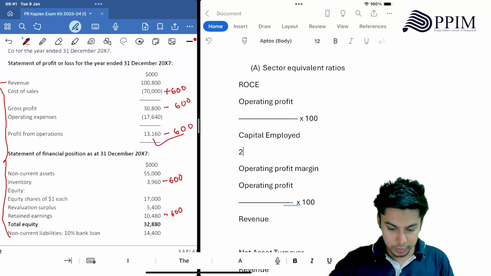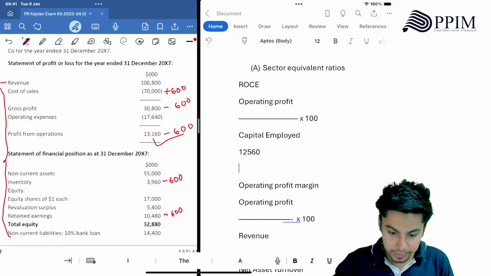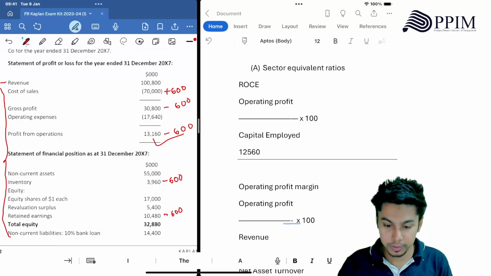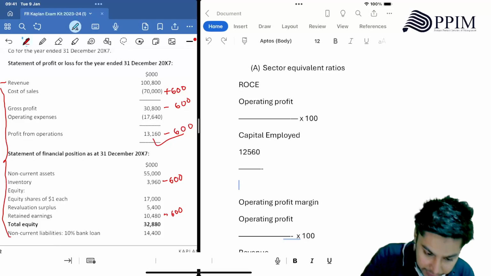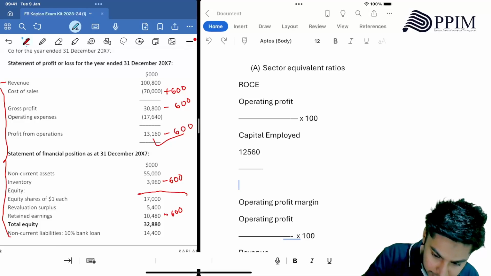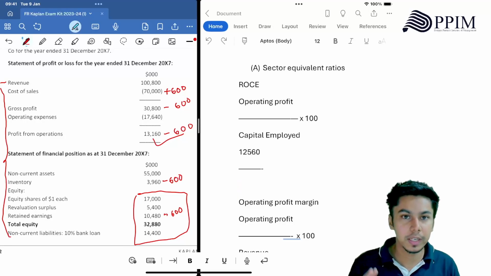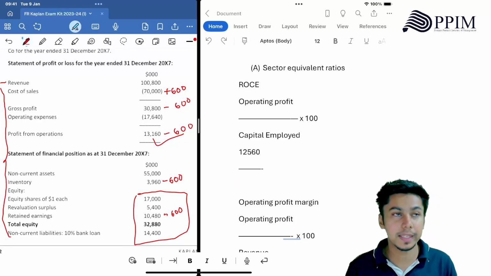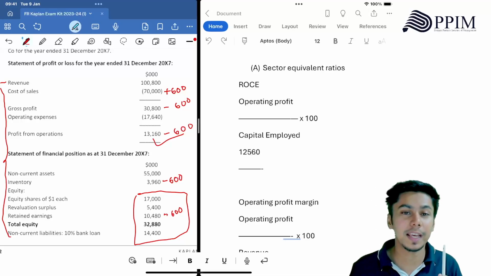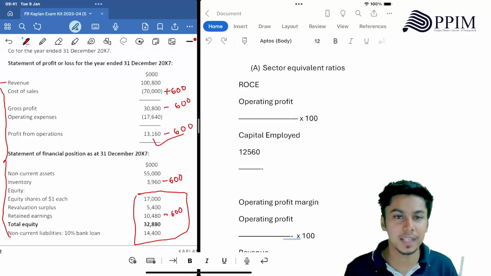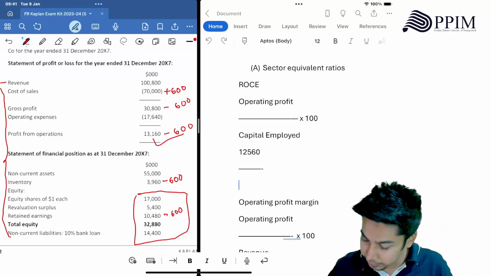So 12,560. Divide the whole thing by capital employed. What is capital employed? Capital employed means equity plus non-current liability. This is what we call capital employed. Understood? Equity plus non-current liability. And also, I said last class, when it's non-current liability, it has to be interest bearing non-current liability. So here there is an interest involved, which is good. So add everything over there.